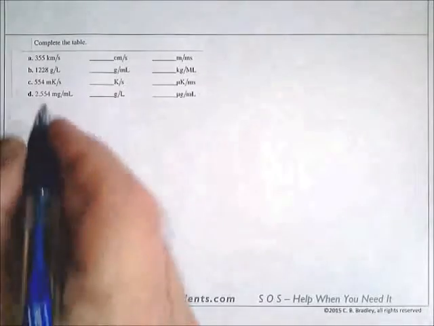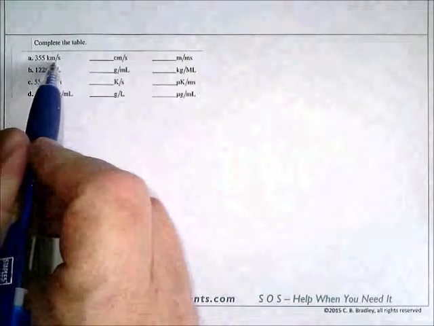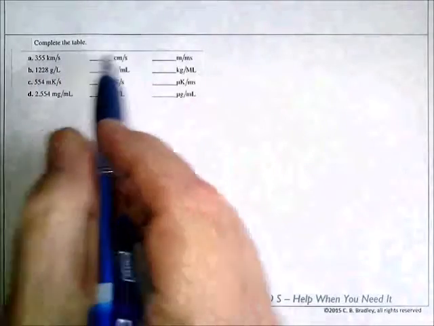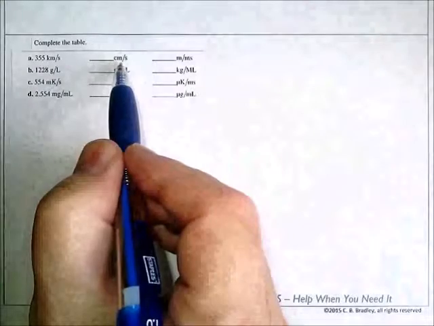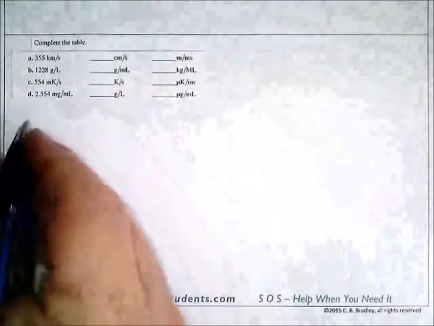Complete the table. 355 kilometers per second. Convert that to centimeters per second, and also convert it to meters per millisecond. A.